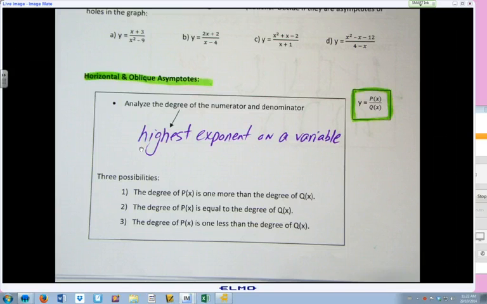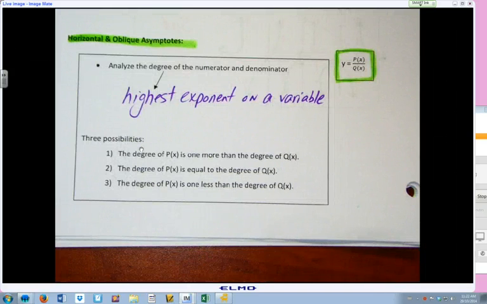There are going to be 3 possibilities. The degree of p of x is 1 more than the degree of q of x, meaning the polynomial on the top is 1 degree higher than the polynomial on the bottom. Second possibility is the degrees are equal. Third possibility is the degree of p of x is 1 less than the degree of q of x. Those are the only 3 possibilities you're going to see in this course. So first we decide the degrees, and then which situation we have. Is p 1 more than q, are they equal, or is p 1 less than q?